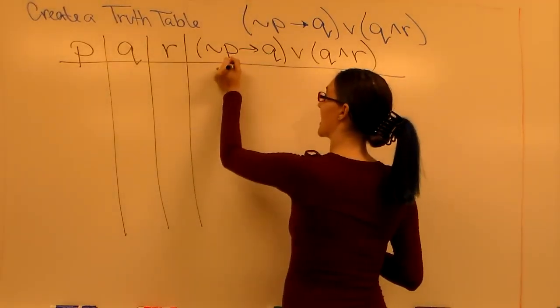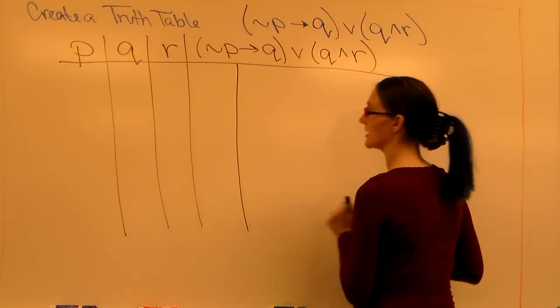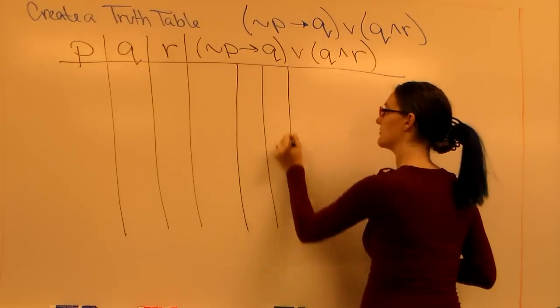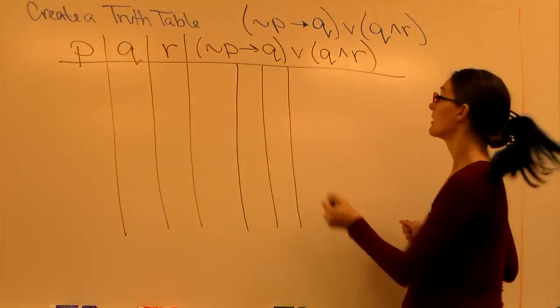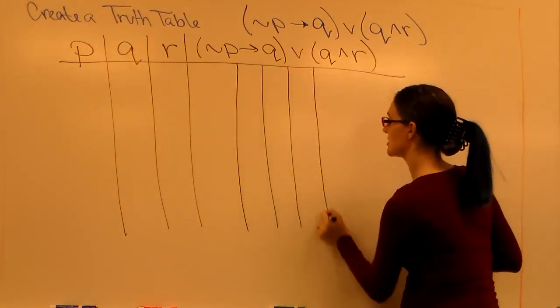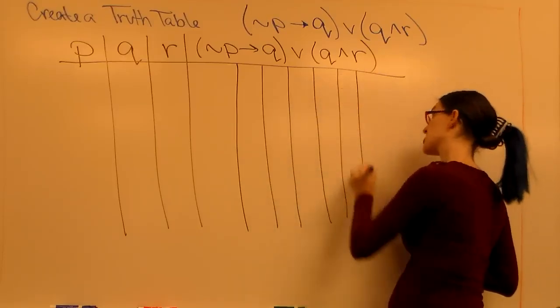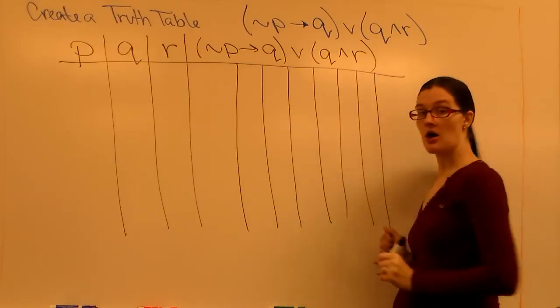Then we're going to create a column for not P, a column for the conditional, a column for the Q, the disjunction, the Q, the conjunction, and the R.